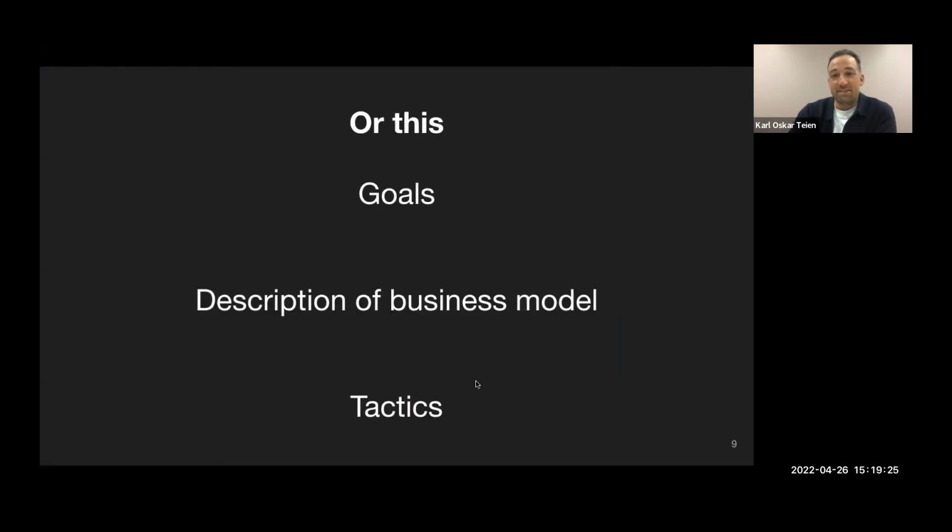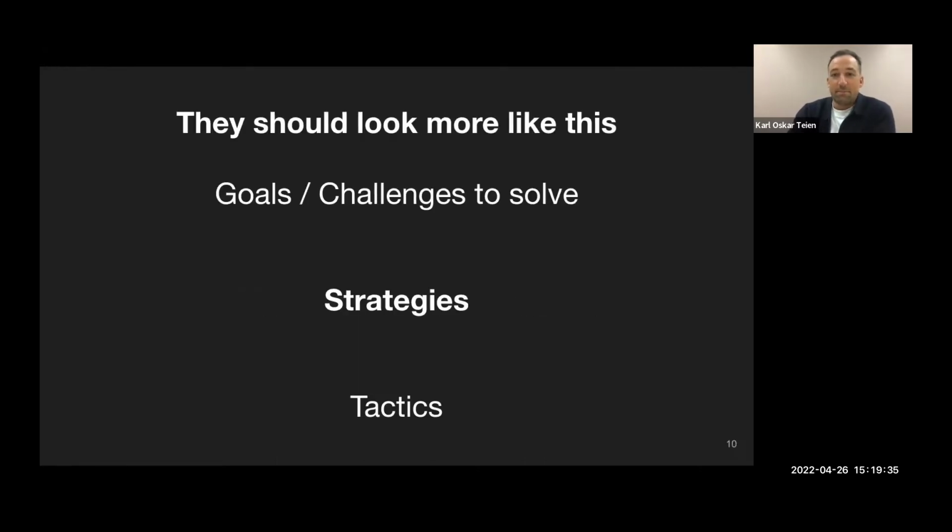And then you'll have this type of strategy as well, which will essentially describe the business model. So it will talk about, well, these are our main revenues, and we're going to focus on increasing those. But I would argue that it should be described as something like this. So you have the goals, or the challenges that you need to solve. Then you have a set of strategies. Well, how do we think we can solve those challenges? And then you have a set of tactics. So these are the tactics that we'll employ in order to solve that problem in the best possible way.